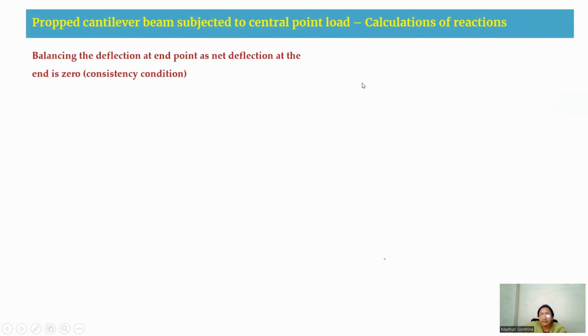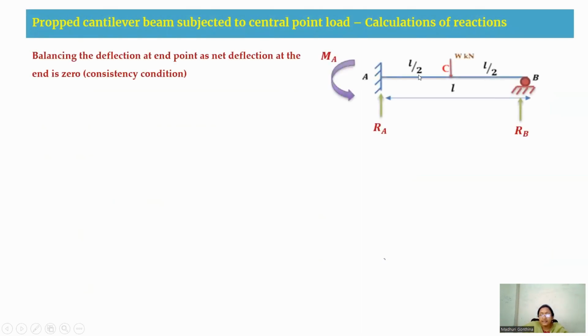Coming to the next slide, you are going to calculate the reactions here by balancing the deflection at this point. This is the question we have. For this propped cantilever beam, you can see that the net deflection at B is 0. This is the consistency condition I am taking. We divided this entire propped cantilever beam into two parts: one part is a cantilever beam with the point load, and another part is a cantilever beam with the vertical reaction.